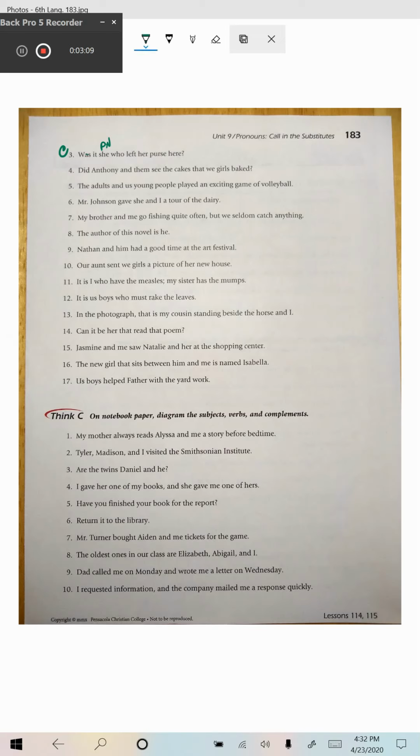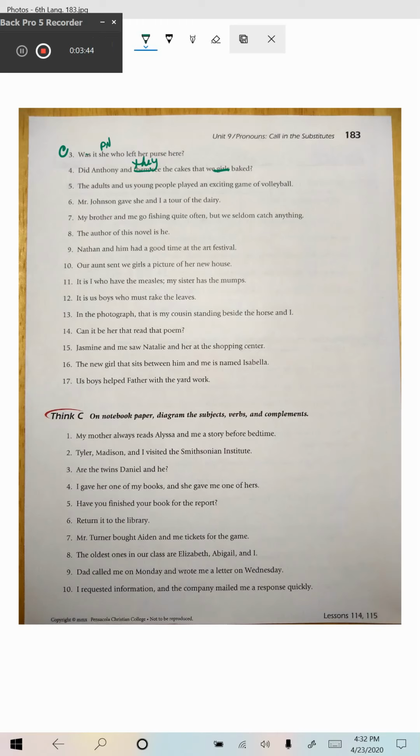Did Anthony and them see the cakes that we girls baked? So did Anthony and them. Anthony and them did see. Change it to a statement. So Anthony and them is the subject. Them did see. Would you say them? No, you use nominative case, which is they. Did see the cakes that we girls. Get rid of the word girls. Does that make sense? That we baked? Yes, that's okay.